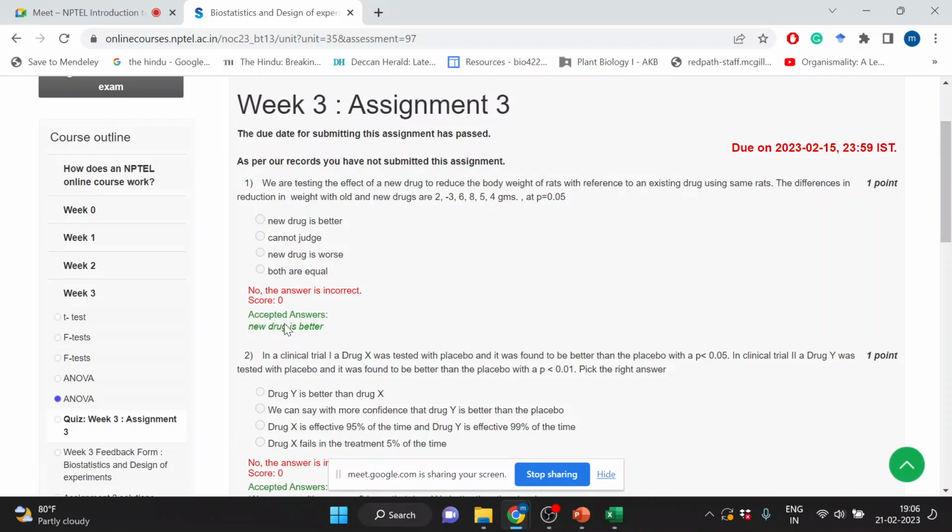Both are equal. Sir, actually see here, the p value is less than 0.05. T calculated is 3.55 and T tabulated is 2.015. Then it's significant. No, no. T calculated is 2.34, and at 5 degrees of freedom, T critical is 2.571.